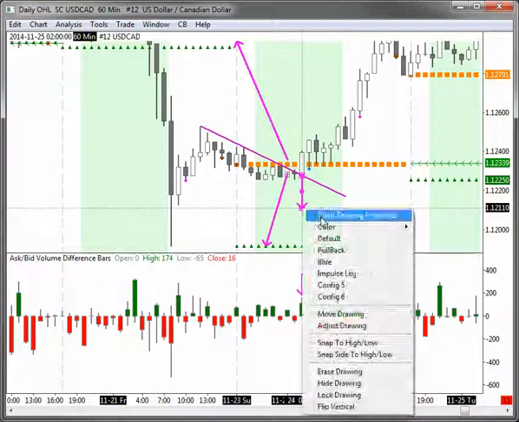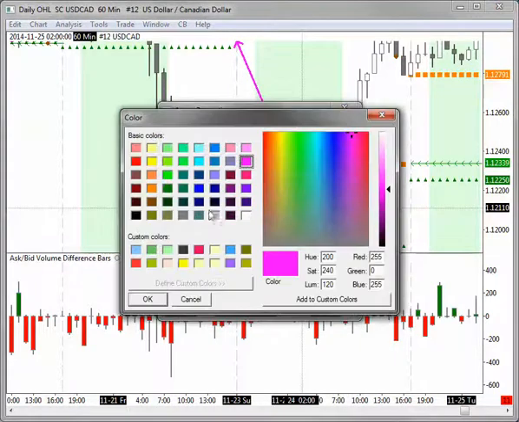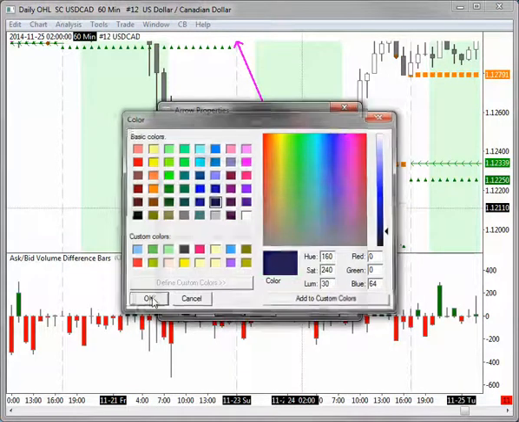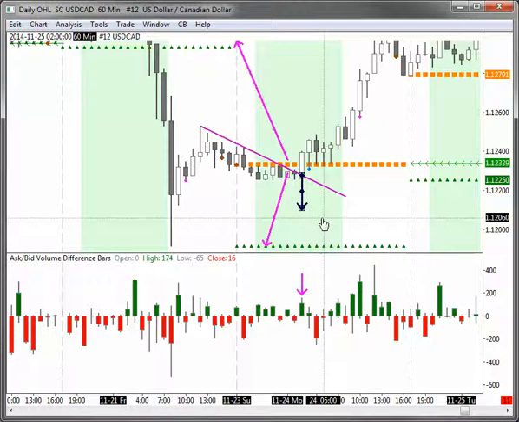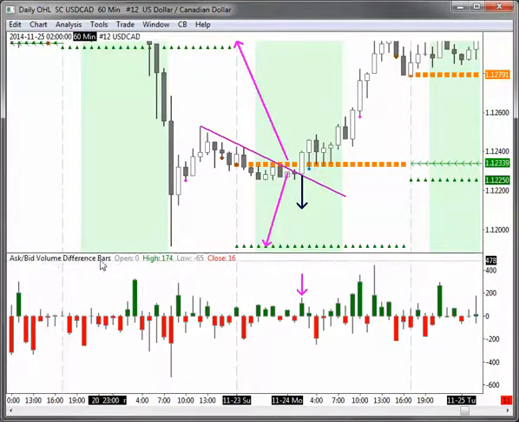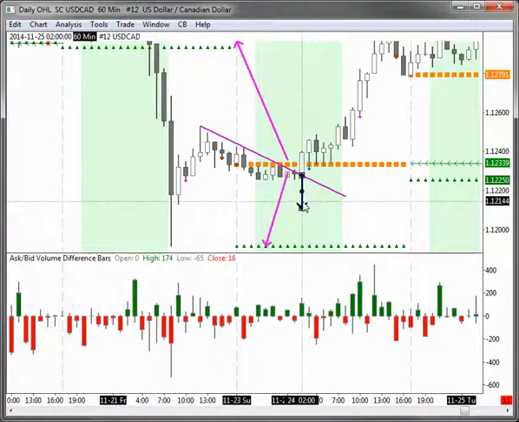And then at that point the thought process would change, and the thought process would be, okay, I'd want to see what the ask bid volume difference bar looks like, and I'd want it to show that there was stronger selling than buying, and I'd want to see follow through. But that didn't happen. Instead, what did happen is, at this point here we don't know if it's going to go up or it's going to go down, but we can use the tools.